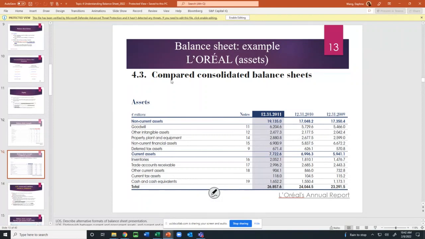Again, non-current first, before the current, because this is a European company. So, 3-year comparison. It's very difficult to see because the numbers are big. That's why later we will talk about the common size. It's easier to compare the change using the percentage.